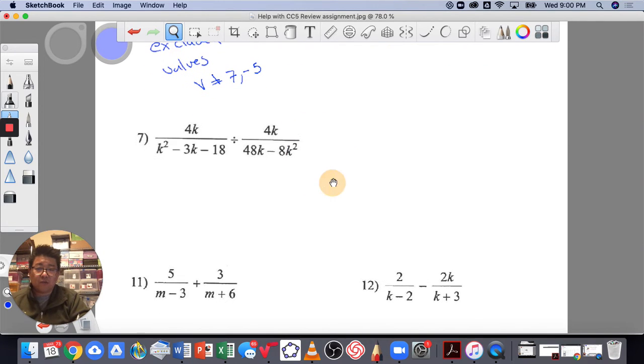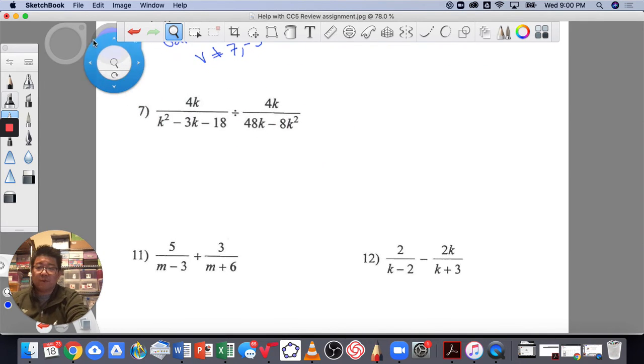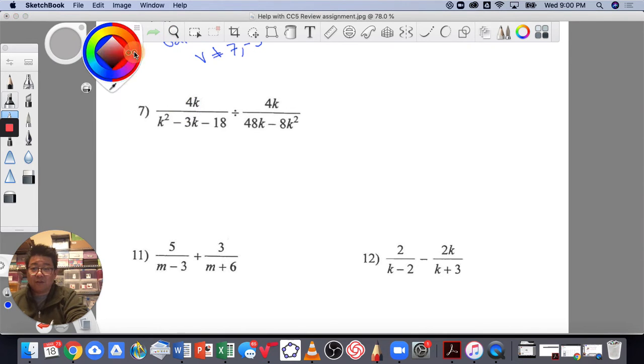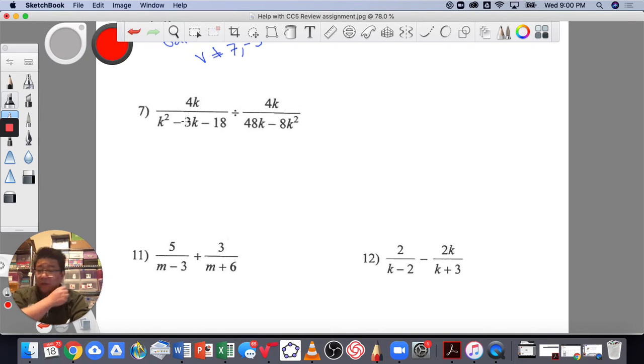Let's try the next one, division. If you guys recall division, what makes division so special is that you need to make sure that you flip that second fraction. All right, so first things first, again, factor all that you can. In this particular case, this will be k minus 6, k plus 3. You can always check by multiplying it out again, so k times k times 3. Make sure you get the same thing.